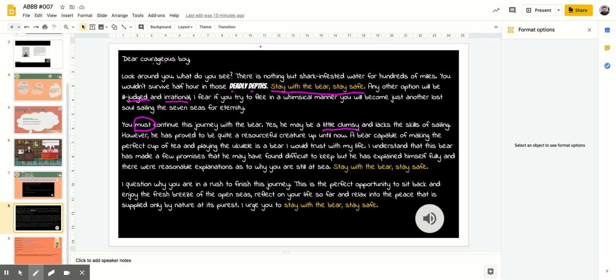"I question why you're in a rush to finish this journey." The reason I've put that part in here is because I want the boy to start to think, well, why am I in a rush to finish this journey? "This is the perfect opportunity to sit back and enjoy the fresh breeze of the open seas, reflect on your life so far, and relax into the peace that is supplied only by nature at its purest."